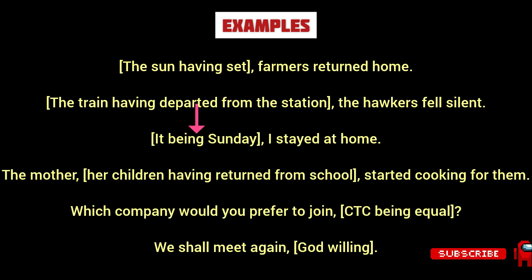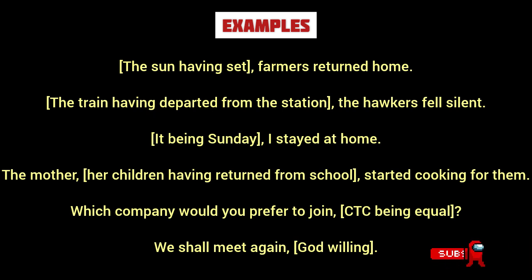In the next sentence, it being Sunday is an absolute phrase. It consists of the pronoun it followed by the present participle being. Here the absolute phrase indicates the reason why I stayed at home. As it was Sunday, I stayed at home.